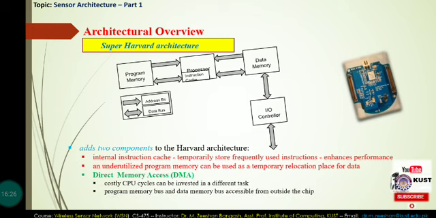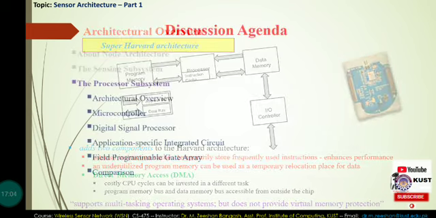So let's talk about the DMA facility, direct memory access. It is costly in terms of the CPU cycles involved in different task execution. Again, the program memory bus and the data memory bus are accessible from outside the chip. So these are two extra features in this architecture. It supports a multitasking operating system, but it does not have virtual memory protection mechanisms. So this is an extra feature and a limitation in this architecture as well.